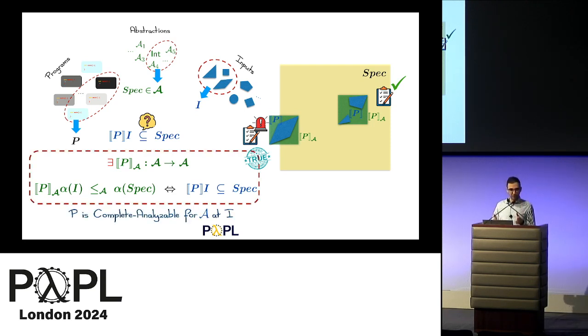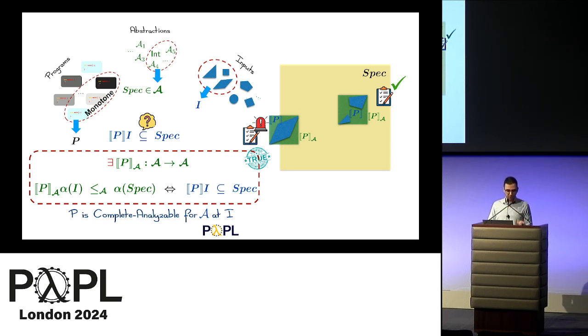And when this property is satisfied, we will say that the program P is complete analyzable for the abstract domain A at input I. So we can answer with only either yes or alarms, which are true alarms, on the specifications which are representable in the abstract domain A.